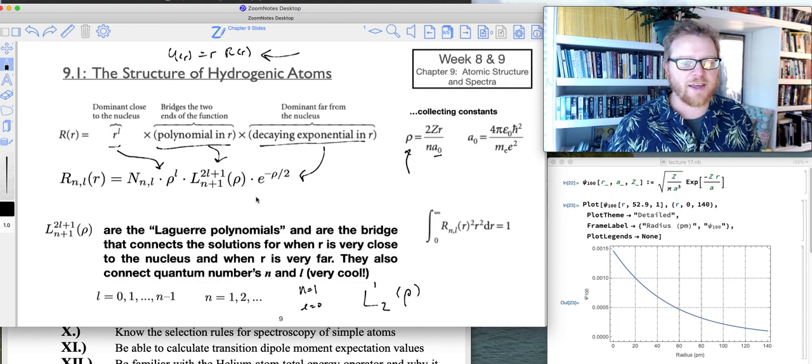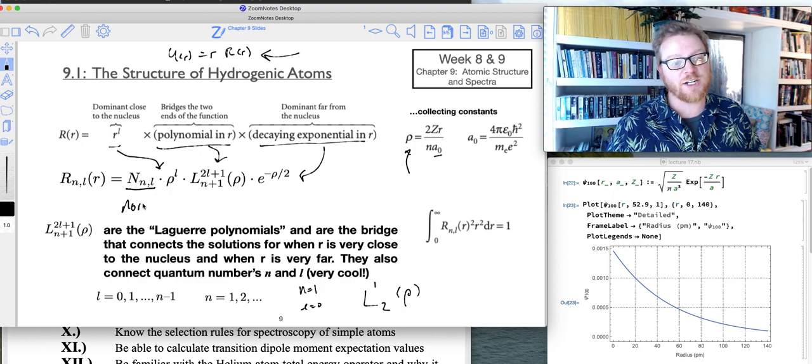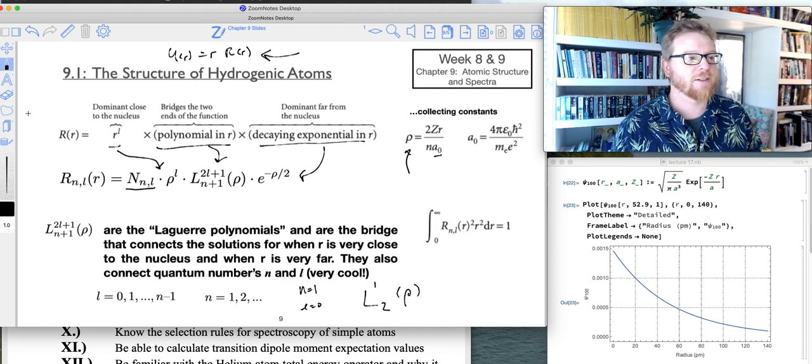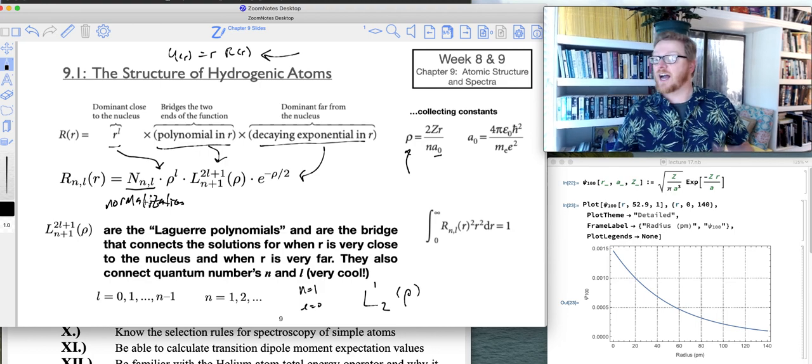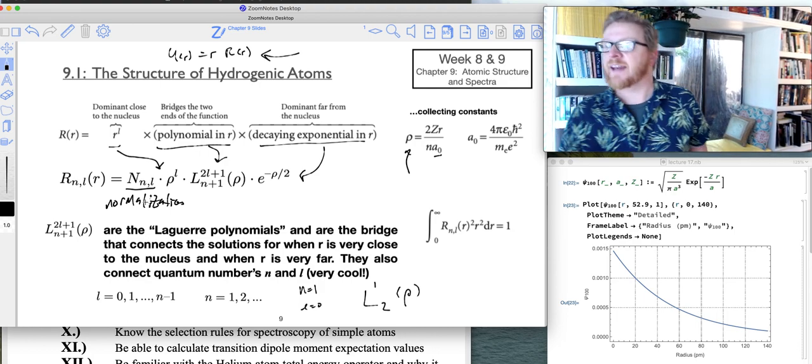And also, what I think I didn't mention last time, in these radial wave functions we have to, of course, include a normalization constant. Normalization. Wow, I really screwed that one up. Okay, let's try again. Normalization constant. And that normalization constant is dependent on quantum numbers n and l.